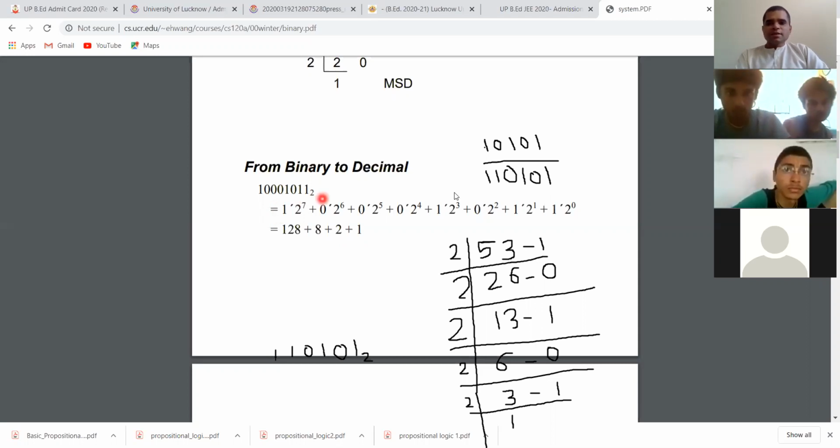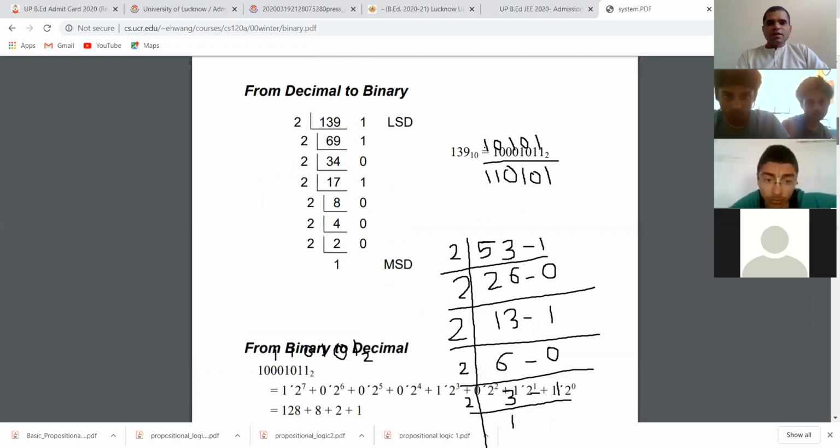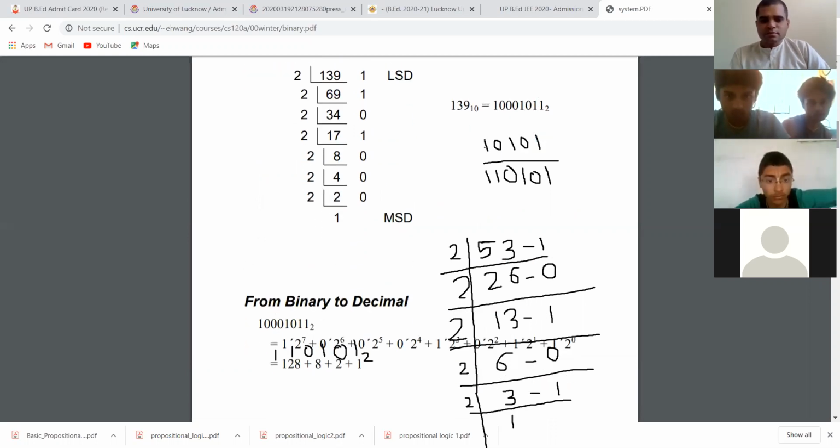Similarly, you can check this number also. Which number did we take here? 53.